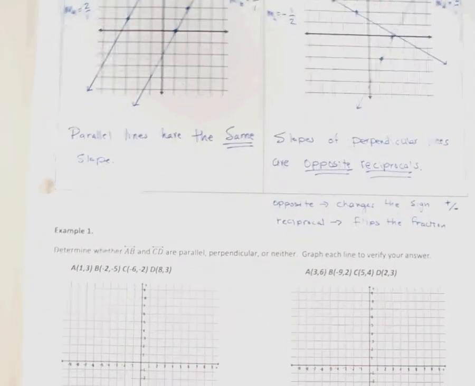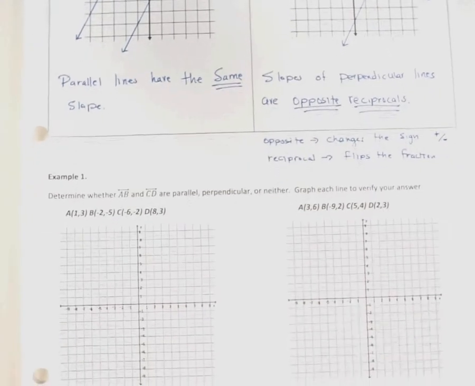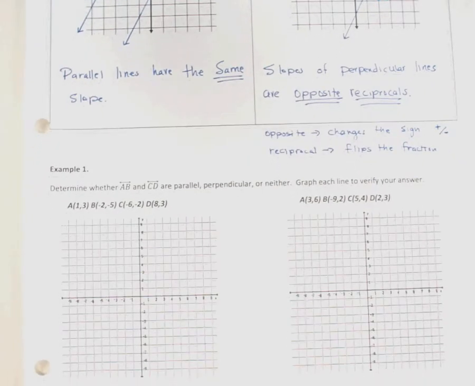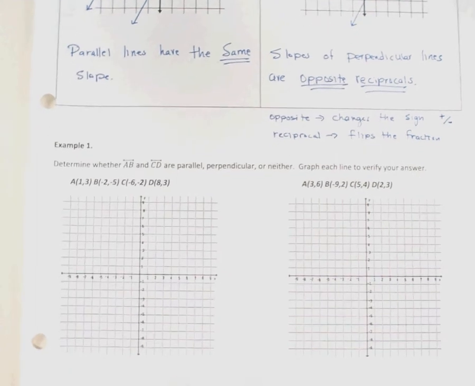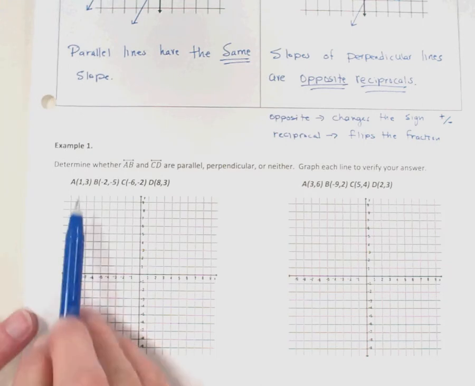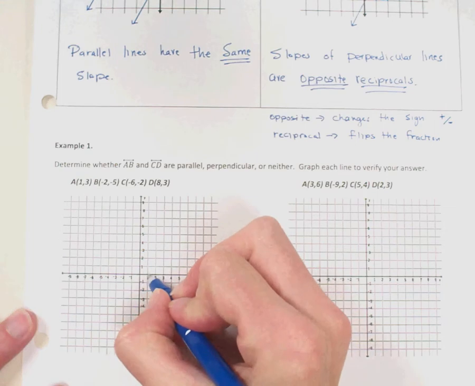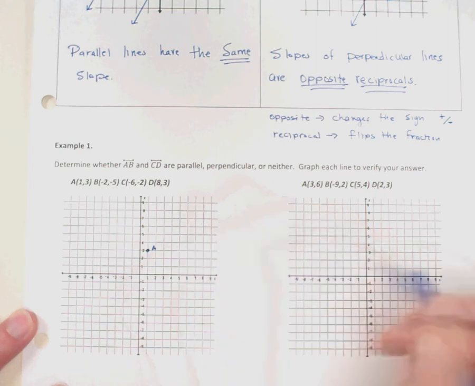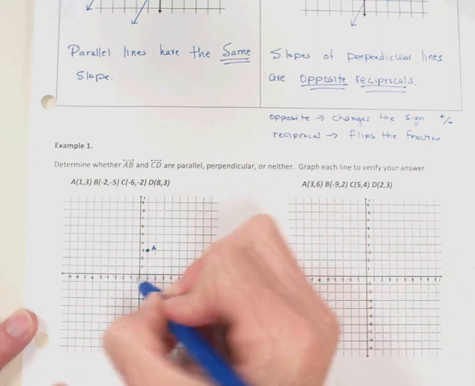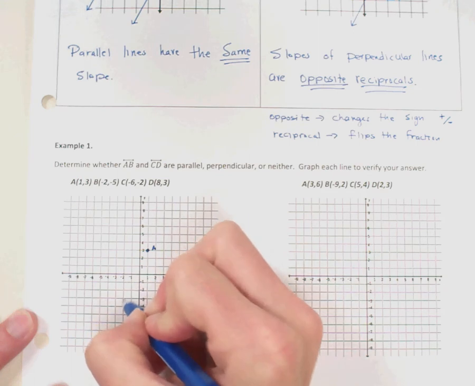In example number 1, it says determine whether line AB and line CD are parallel, perpendicular, or neither. Graph each line to verify your answer. Okay. The first thing that I'm going to do is plot points A and B. Point A is 1, 3. So starting at the origin, I'm going to count right 1 and up 3 units. This is point A. Point B is negative 2, negative 5. So from the origin, I count left 2 and down 5.